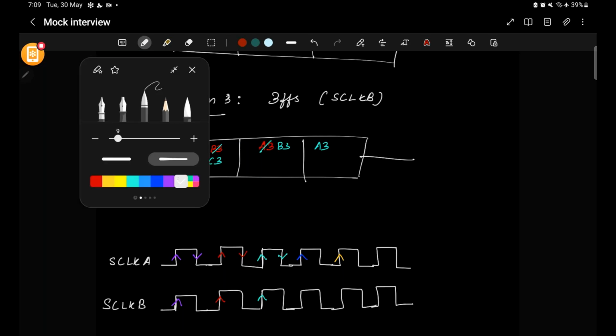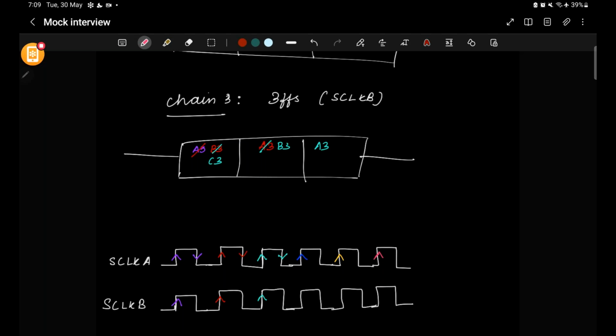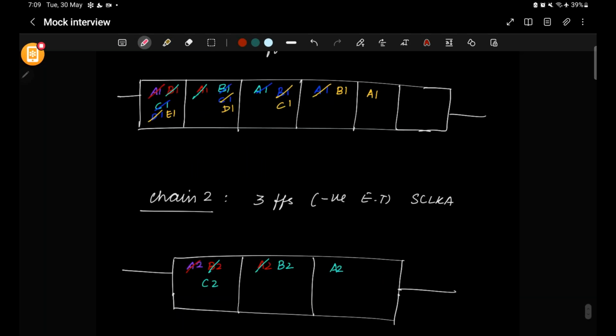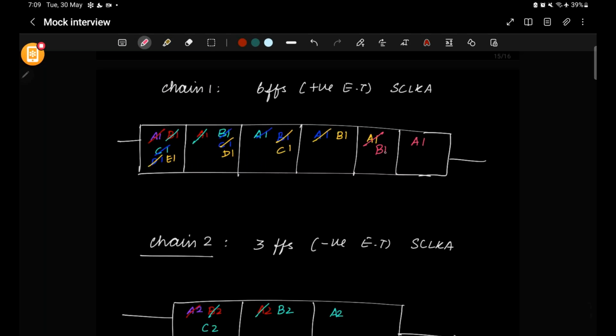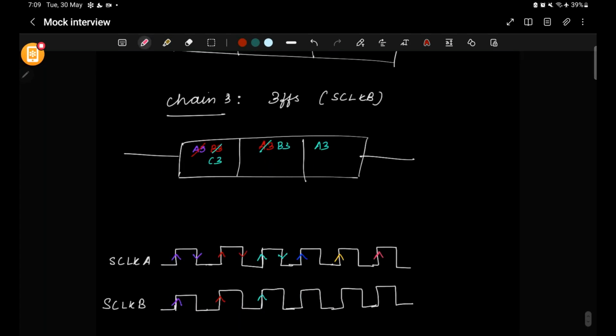Now, during the 6th pulse, what will happen? During the rising edge of the 6th pulse, this A1 will come here. Here this B1 will come. This C1 will come. And here this D1 will come. Here this E1 will come. And here this F1 will come. So that is what is happening.